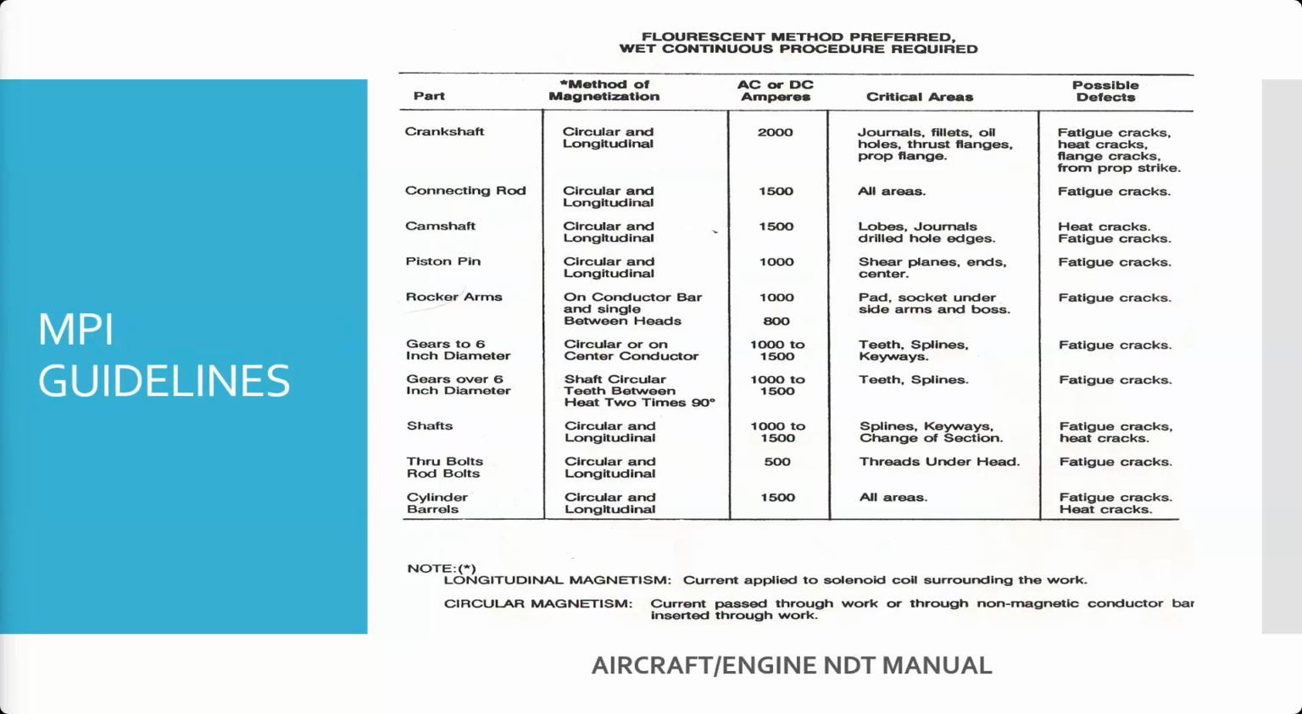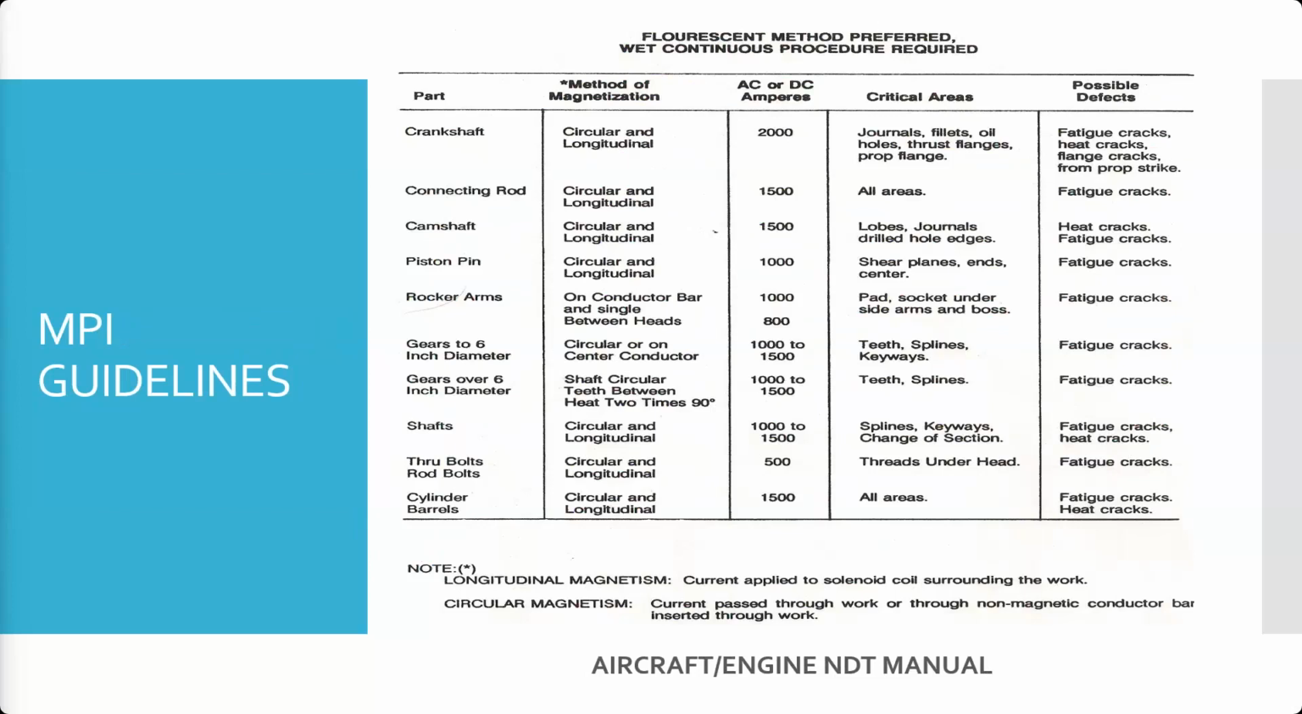Prop flange, right? We're looking for things like fatigue cracks, heat cracks, flange cracks, prop strike. The other thing is, if you're doing an engine that sits around a lot, what else might we be looking for? Evidence of what? Rust or corrosion, right?